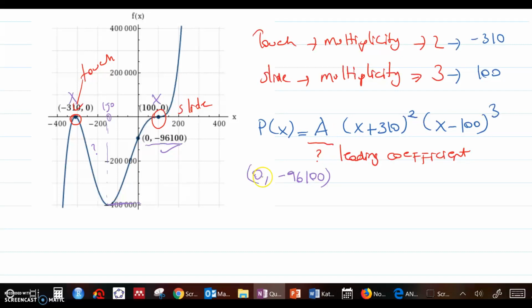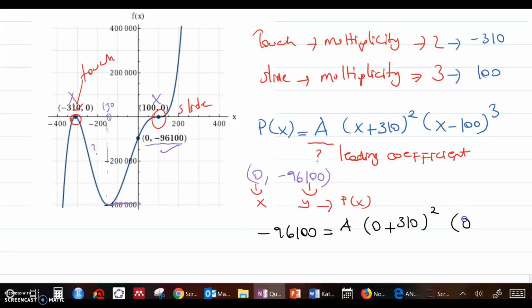How are we going to use that? We're going to plug in 0 for x and negative 96,100 for y. Y means p of x, the other name of y. So then negative 96,100 will be equal to a times 0 plus 310 squared times 0 minus 100 cubed.